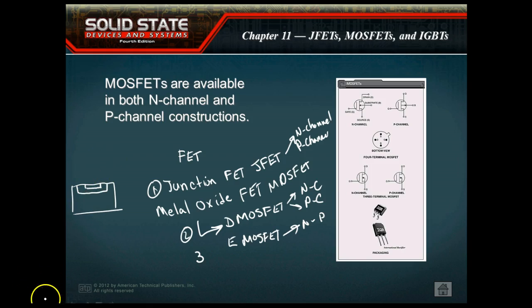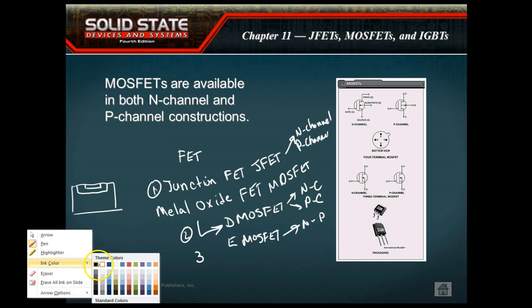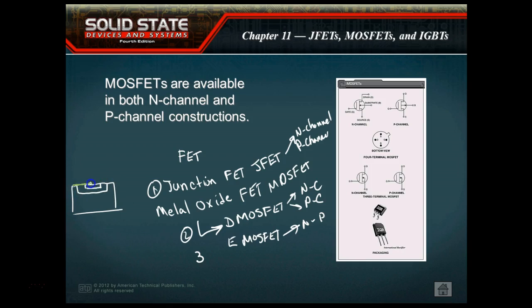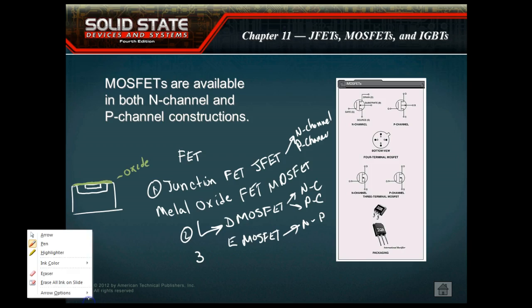Then what they do, and how it got the name MOSFET, is that they actually grow silicon oxide. They grow a layer of silicon oxide on top of this. Rust is often referred to as oxide, so with metal rust, we refer to that as oxide. Then the gate lead is actually isolated from the channel. So MOSFETs have no p-n junction, absolutely no p-n junction.